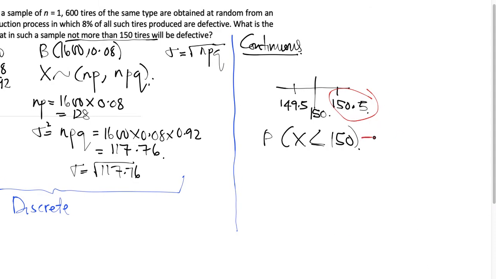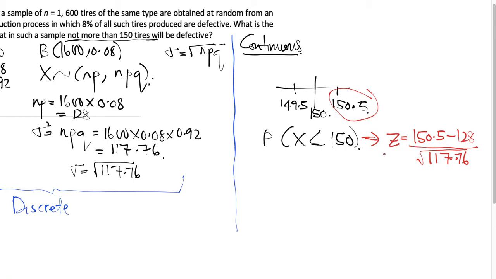From there we find the Z score. Z equals 150.5 minus 128 over the square root of 117.76. Remember, if the question says less than 150, then you take 150 plus 0.5. If the question says more than 150, then you start with 149.5. That's the approximation that you have to use.